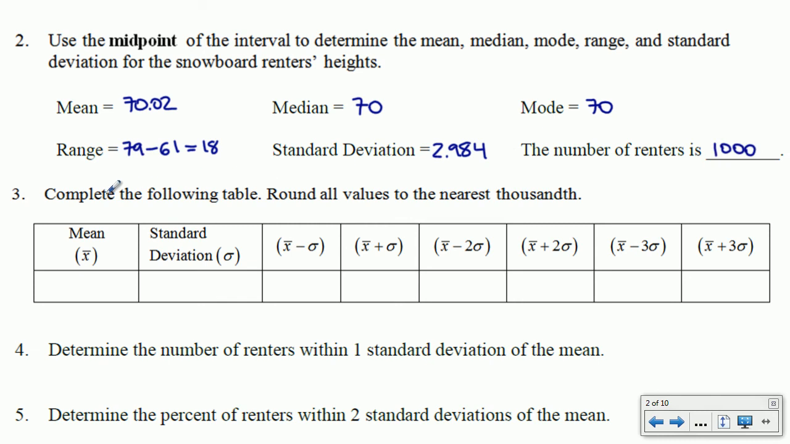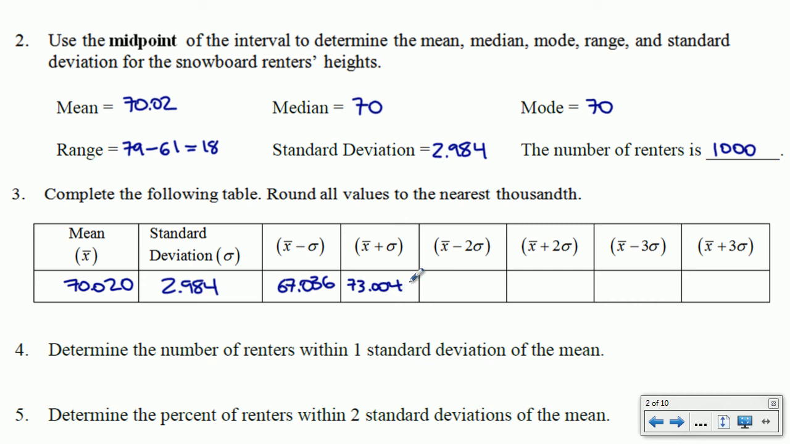And now we're going to complete the following table and round all values to the nearest thousandth. The mean again was 70.02, so 70.020. The standard deviation was 2.984. If we take the mean and subtract the standard deviation, we get 67.036.